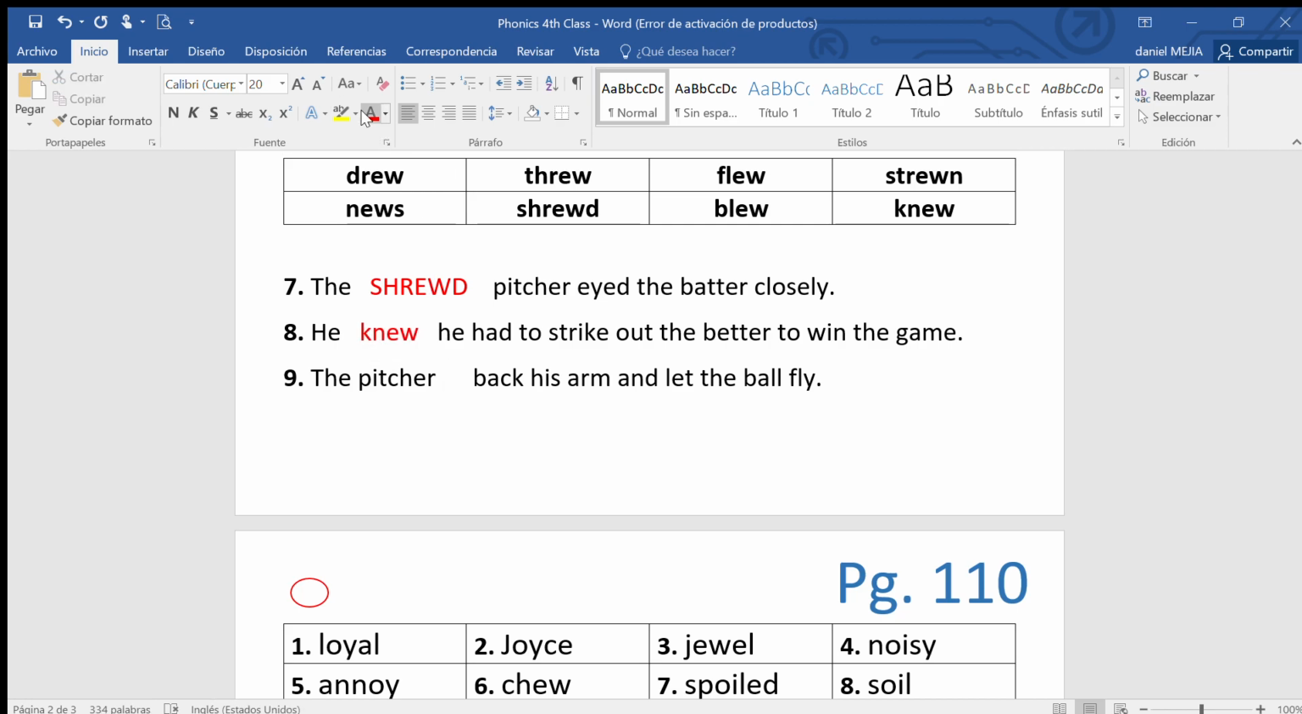Okay. Number 9. The pitcher backed his arm and let the ball fly, okay? So we have: the pitcher backed his arm and let the ball fly. Drew, news, threw, flew, blew, or strewn. Drew, okay? Now you have to do 10, 11, and 12 alone, okay? You're going to do that.